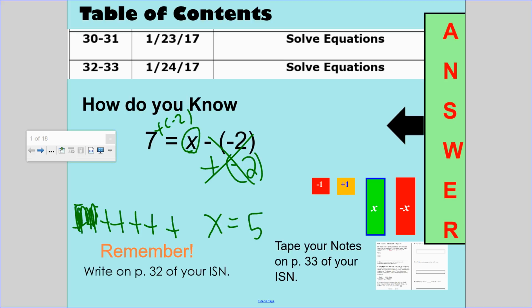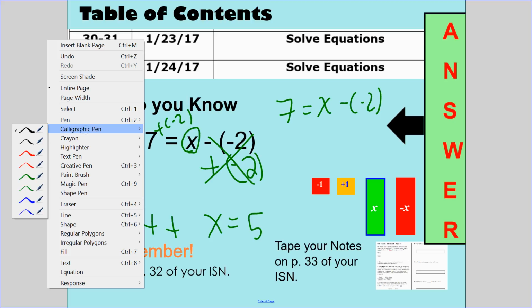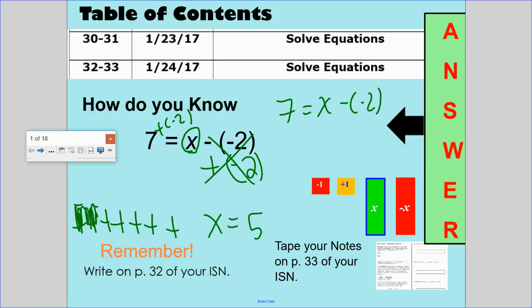Let's check our work. 7 is equal to x minus negative 2. To check our work, we substitute or replace the x with 5. What is 5 minus negative 2? Again, for those who forgot how to subtract integers, it's adding the opposite. 5 plus 2 is 7. So 7 is equal to 7. It works. So x is equal to 5.